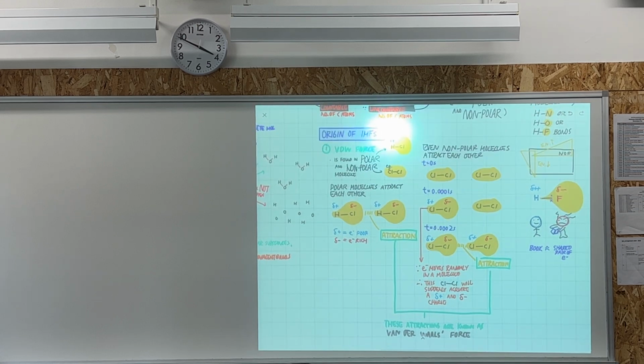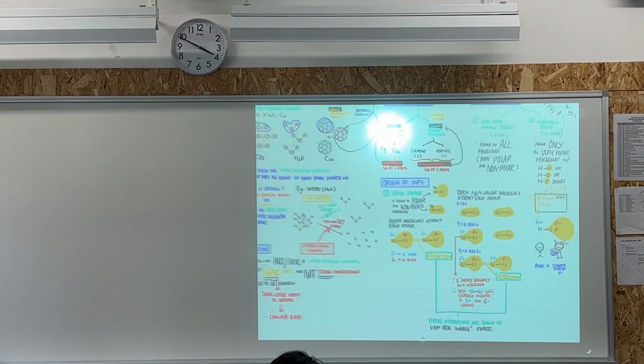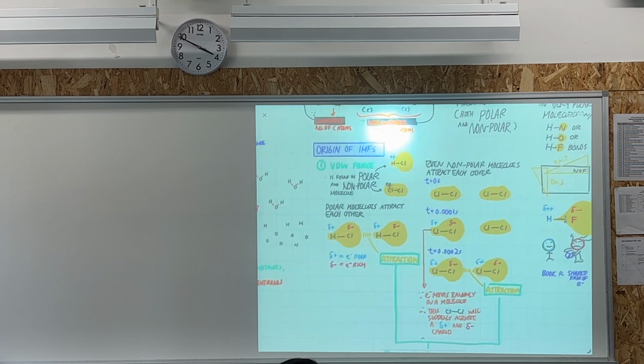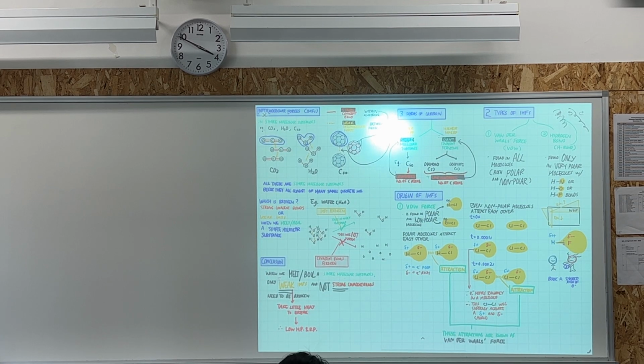Now that we know van der Waals force exists in polar and non-polar molecules, we need to know what can influence the strength of van der Waals force. There are two factors. One is the size of the molecule. The other is the shape of the molecule. Any question you want to ask me on this page?